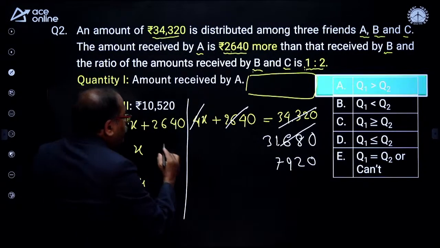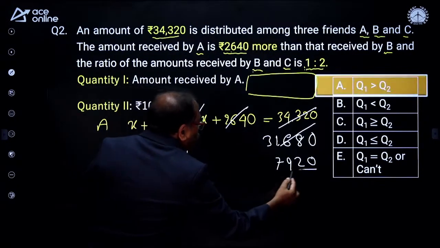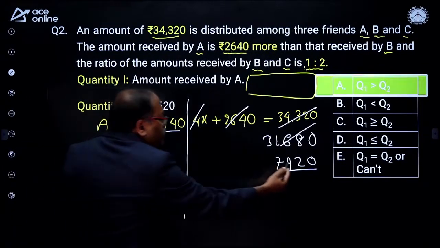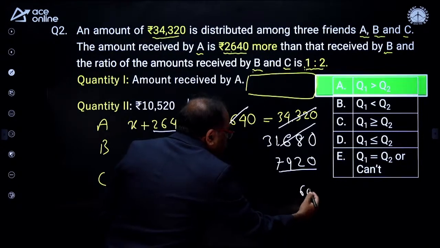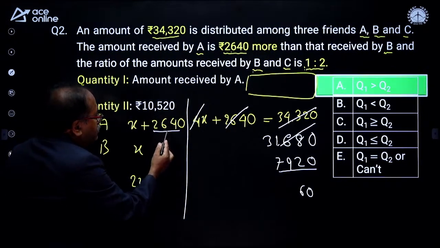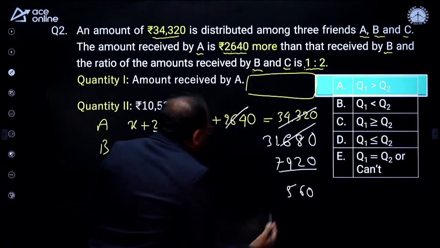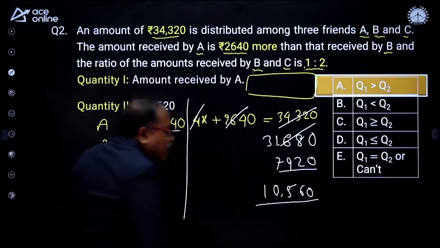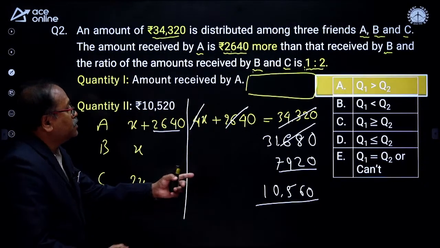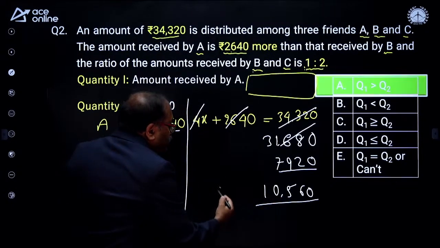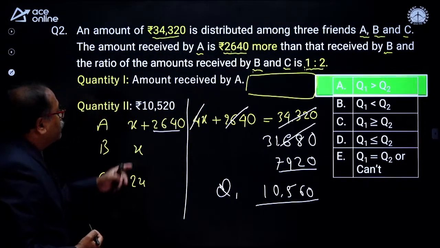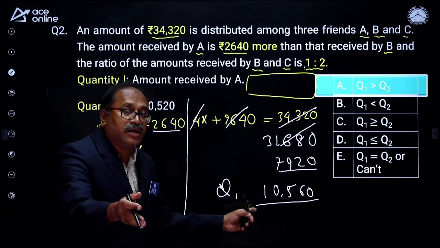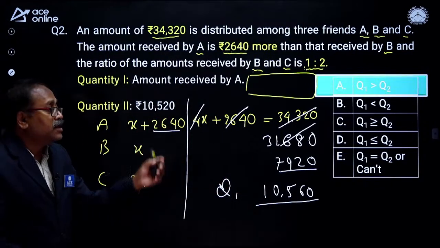Beautifully did it, Ashish. I will be adding these two here. I am not writing everything in the very detailed format. So 40 plus 20, that is 60. And here 6 plus 9 is 15, carry 1. And 2 and 1 is 3, and 3 plus 7 is 10. Right, Anusha? That is this value, 10,560. This is my Q1. And what is Q2? 10,520. So obviously, Ashish rightly answered that Q1 is greater than Q2.